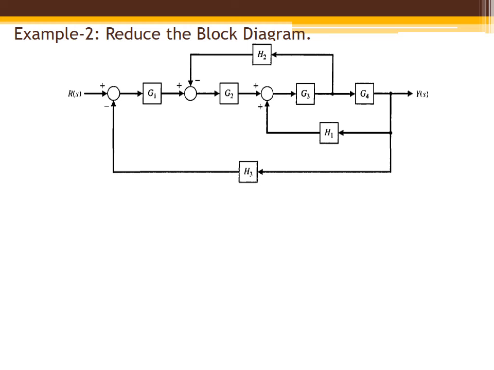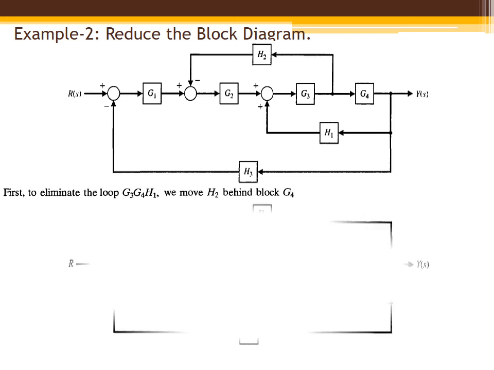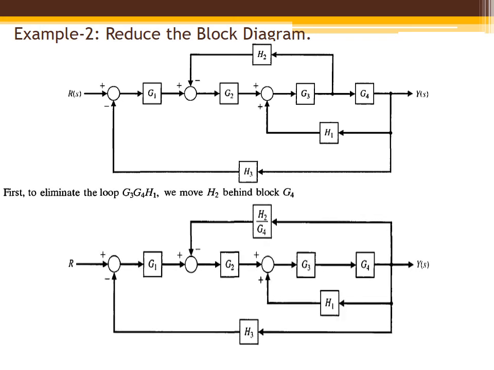If we shift the takeoff point before G4, whenever we shift a takeoff point to the left-hand side, that is, across the block, we have to divide by that gain. So here we have H2 divided by G4. Now here we can see G3 and G4 are in series, and after applying rule number 1, we can eliminate the feedback loop.